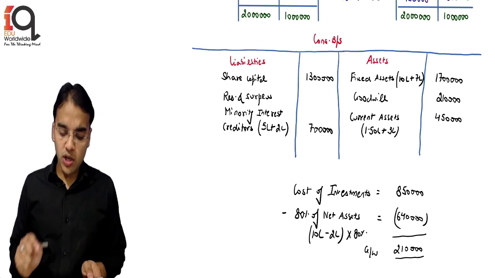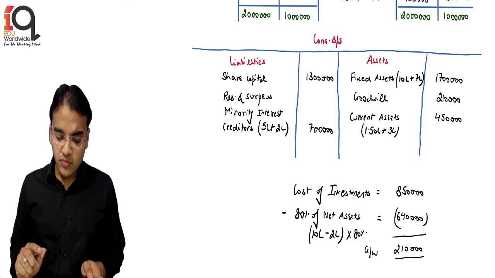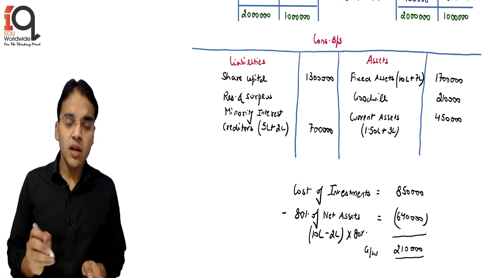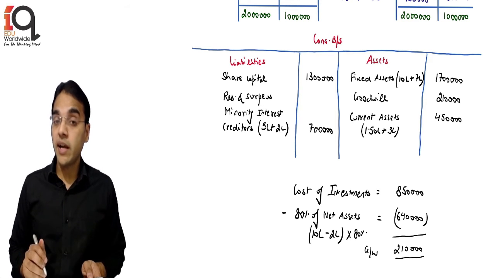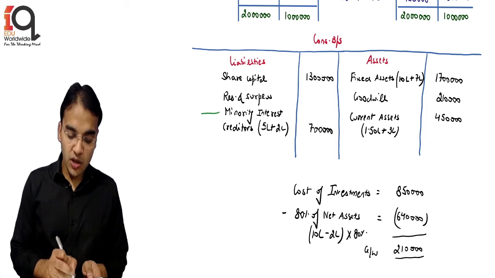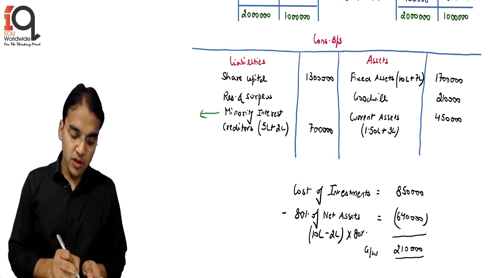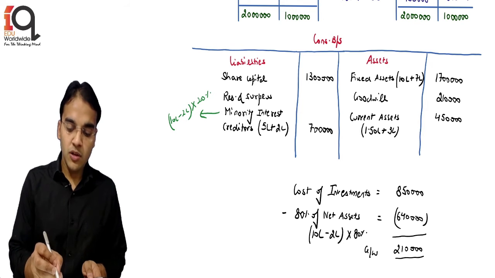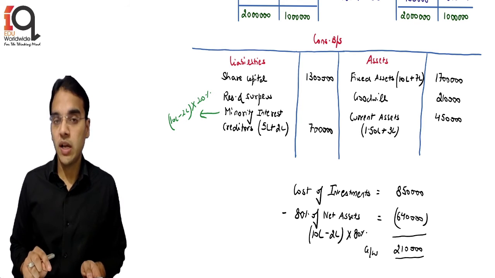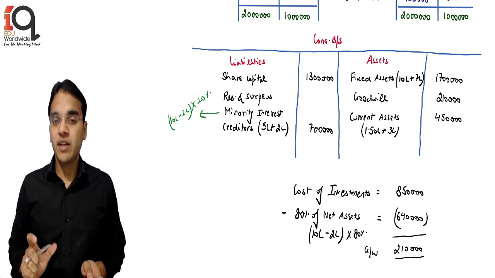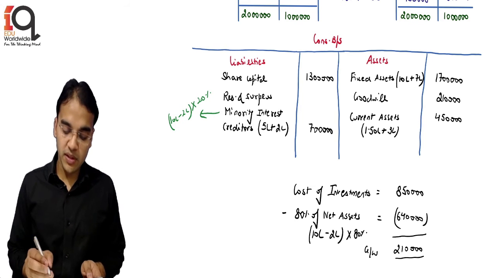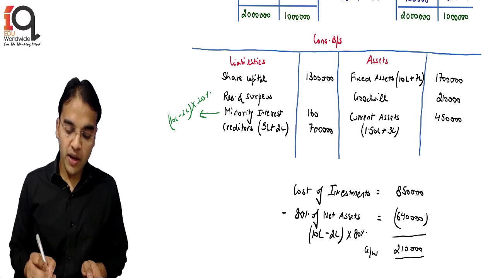Okay, now comes basically the other things. Minority interest is nothing but the net assets of the basically not owned by the holding. So that is 10 lakh minus 2 lakh into 20%. Because 10 lakh are the total assets, 2 lakh are the creditors. So the net assets are 8 lakh into 20%, that is 1,60,000. So minority interest is 1,60,000.